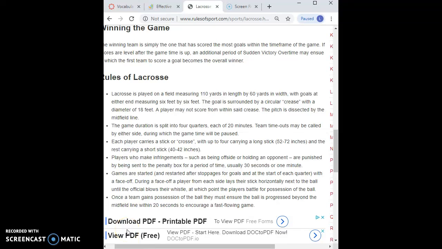So for this, I would be doing third grade PE. For the unit, we'd be doing lacrosse. So I have here the rules of lacrosse, which I have found online. The method I would be using is called the keyword method.